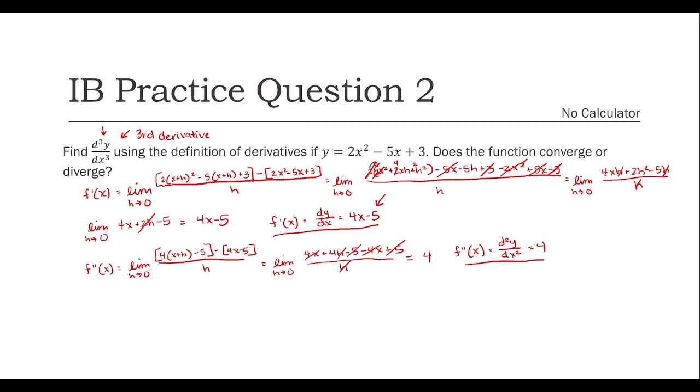So we need the third derivative, so we'll do this one more time. So we have f triple prime of x equals the limit as h approaches 0 of f of x plus h. So since there's no x in our function, it's just going to be 4 minus f of x, which is just 4, over h. So this is going to equal 0 over 0, which would be undefined.